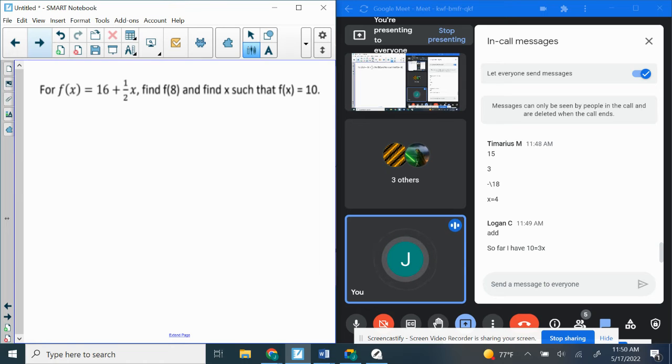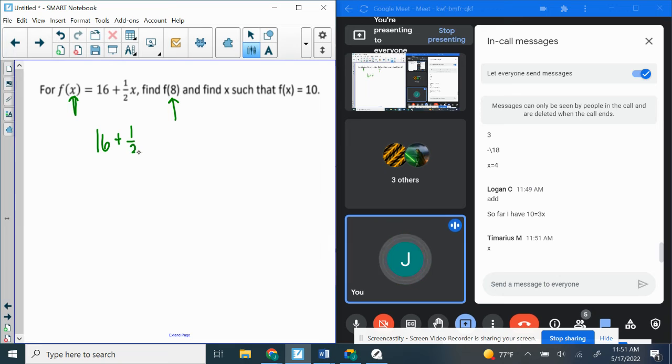All right, we've done one of these already in our packets. So find, this is your function notation. So that 8 right here, is that an X or a Y value? Whose seat is 8 sitting in? So if we're thinking about F of X, we've replaced the X with an 8. So we're going to do 16 plus 1/2 times 8 equals Y. So what's Y equal?